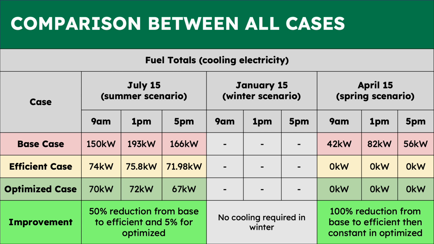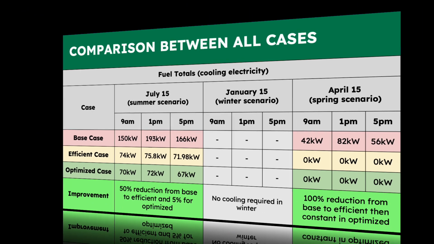The cooling electricity comparison for July 15 shows a 50% reduction from base case to efficient case and 5% reduction for optimized case. January doesn't require cooling electricity as it is a winter month. The cooling electricity comparison for April 15 shows 100% reduction from base case to efficient case, then constant in optimized case.